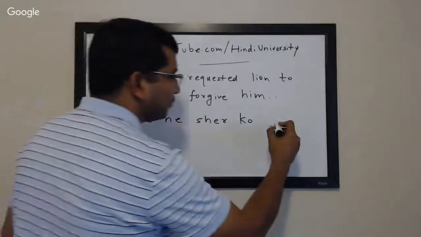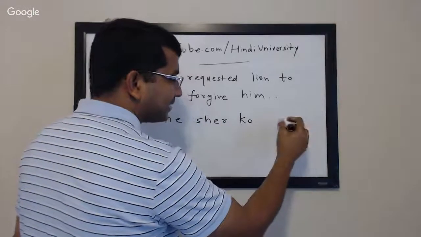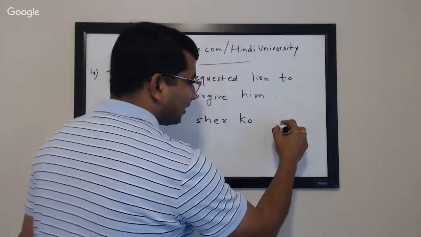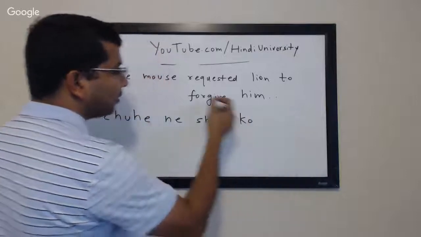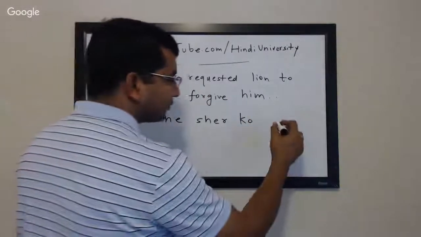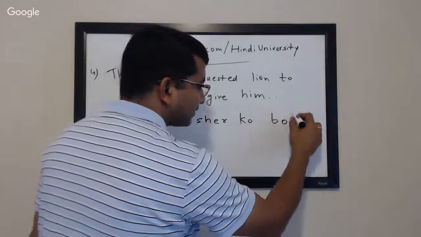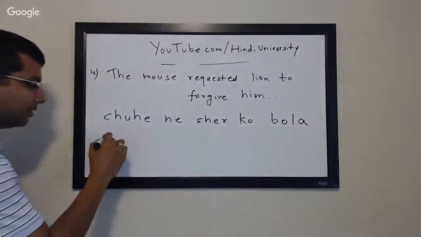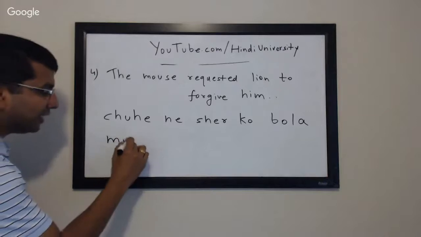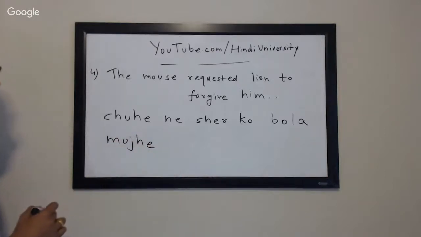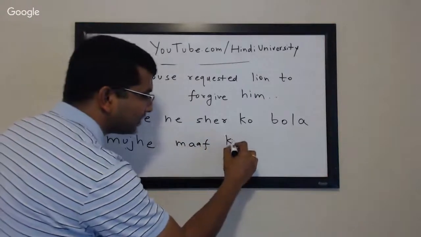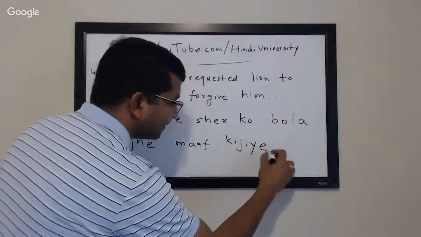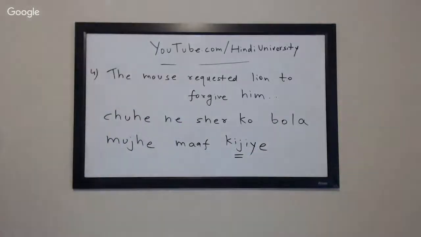Chuhe ne sher ko bola. You can say that in a very simple way. Bola or kaha. Right? To say or to tell is bolna or kehna. Or in this case, request kiya. You can say that too. Let's say for the sake of simplicity, bola. Chuhe ne sher ko bola, mujhe maaf kijiye. Okay, that's right. Mujhe maaf kijiye. Again, this is a J sound. Chuhe ne sher ko bola, kripya mujhe maaf kijiye.